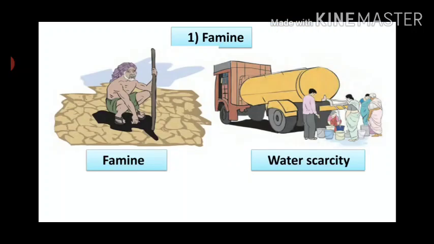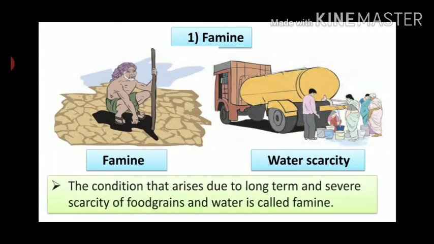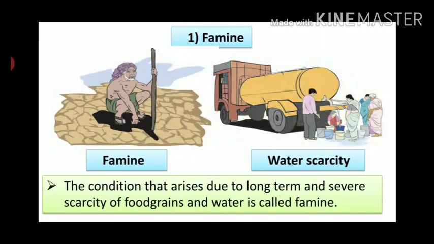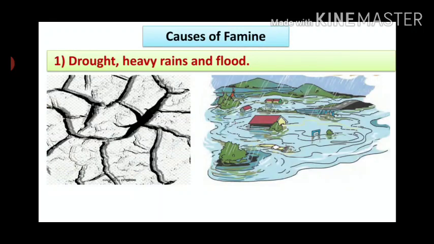Now famine. Just observe the picture. Where there is water scarcity, that is famine. The condition where there is less water supply. The condition that arises due to long-term and severe scarcity of food, grains and water is called famine. Understood what is the meaning and definition of famine? Now, what are the causes of famine?